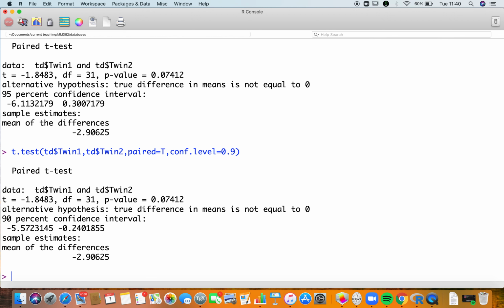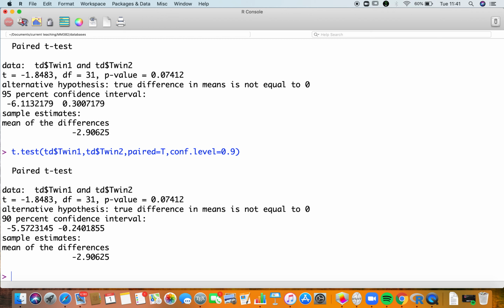Now, I'm changing the confidence interval to 0.9. If you change the confidence interval to 90%, you see that the 90% confidence interval, folks, is minus 5.57 to minus 0.24. 0 is not in that confidence interval.